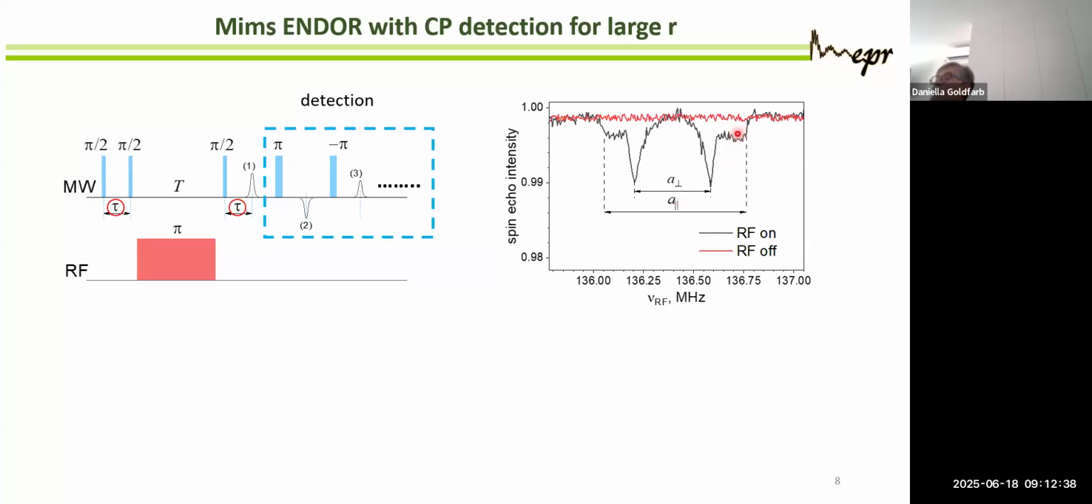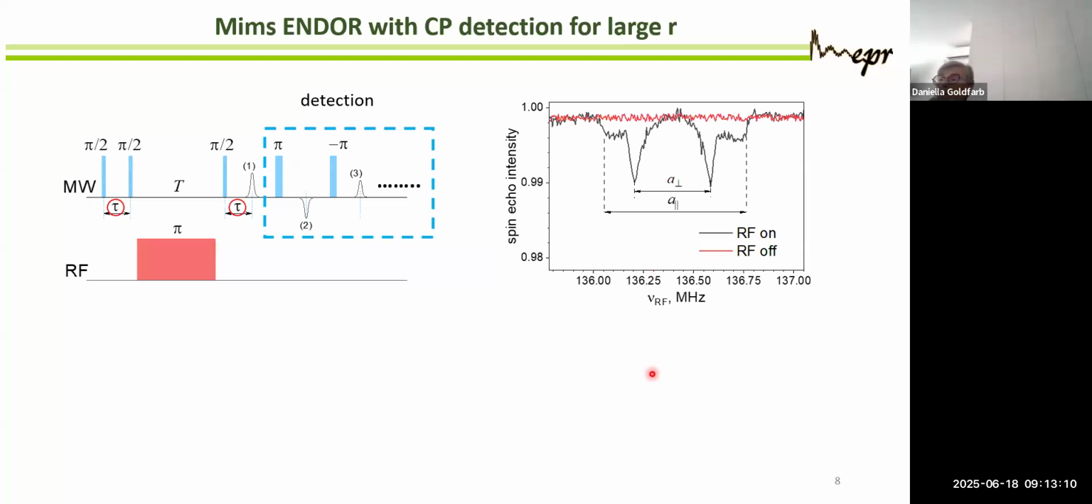And here is just an example. So if you don't have your RF on and you look at the sum of all these echoes, you just see a flat line. But if you apply the RF, then at a certain frequency, you see this powder pattern. This is the A perpendicular, this is the A parallel, and this is the fluorine Larmor frequency here in the middle.